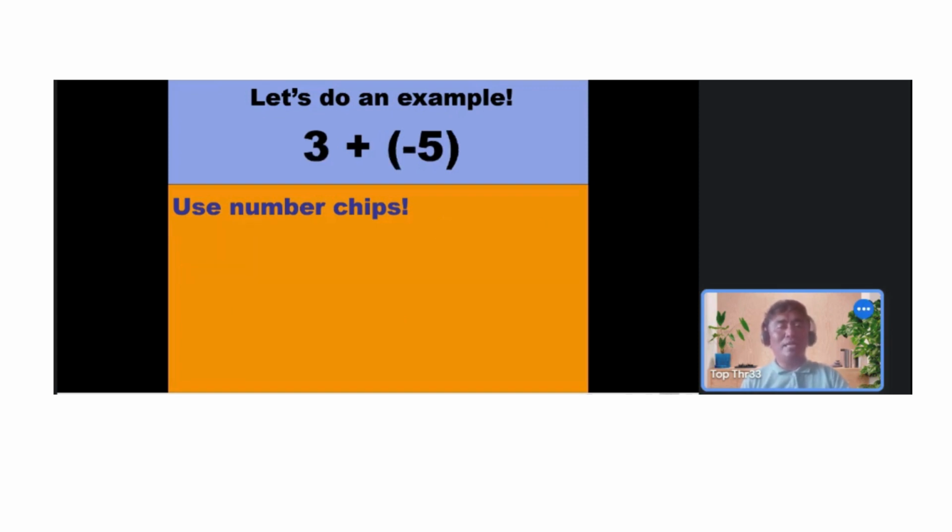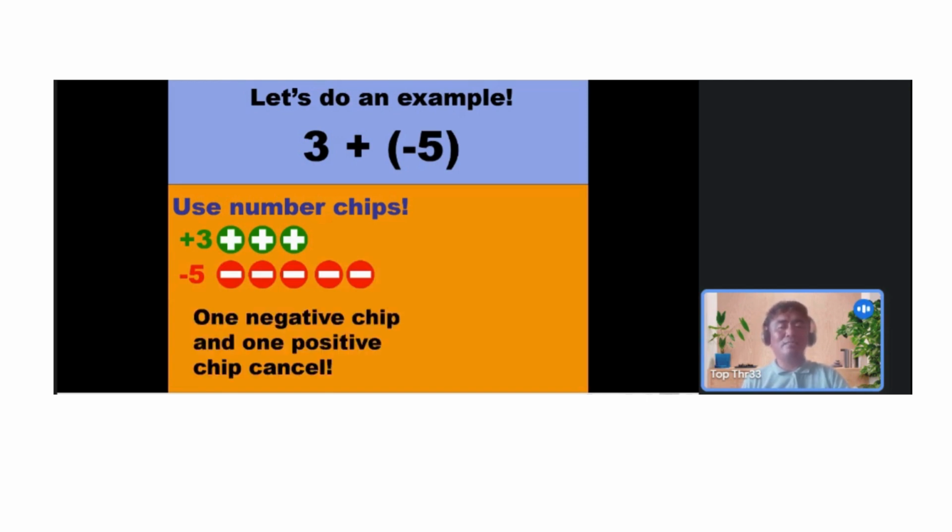What about positive 3 plus negative 5? We write 3 as 3 positive chips and negative 5 as 5 negative chips. Again, we cancel chips that are different in signs and count the remaining chips. So here, our answer is negative 2.